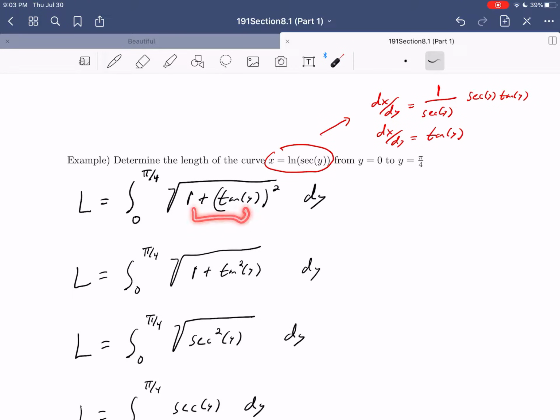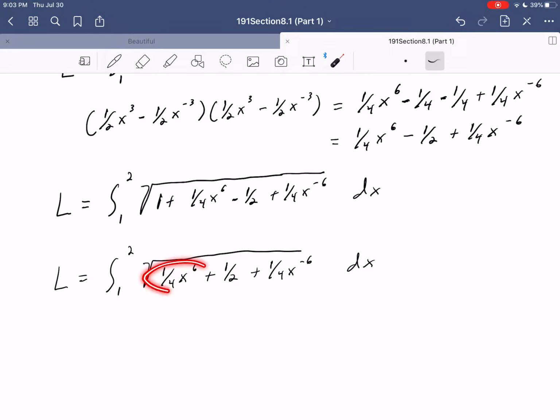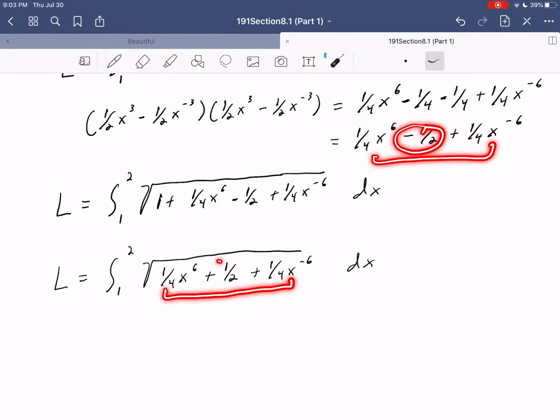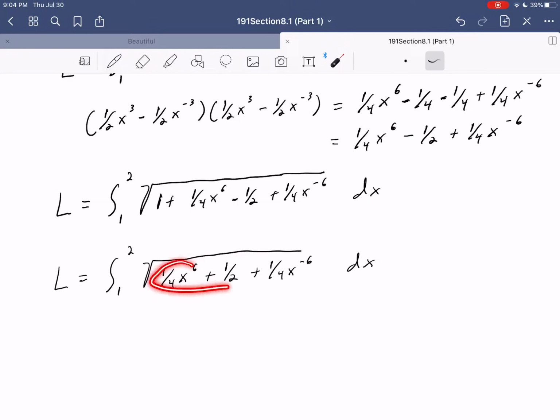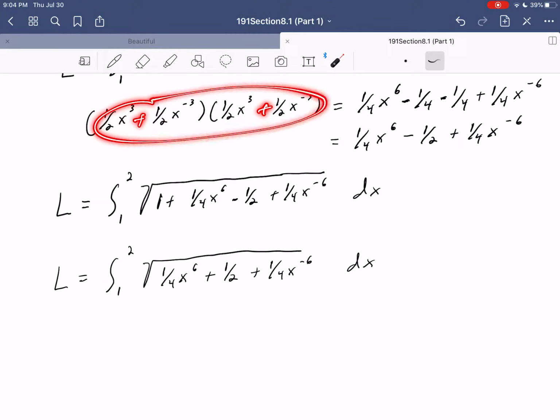1 plus tangent squared didn't look like it, but it was actually just secant squared, and we could directly apply the square root. It actually turns out that the same thing happens here. If you'll notice, this expression is identical to this, except that this one had a cross term of negative 1/2, and this had a cross term of positive 1/2. That means that this is actually the positive version of the square here.